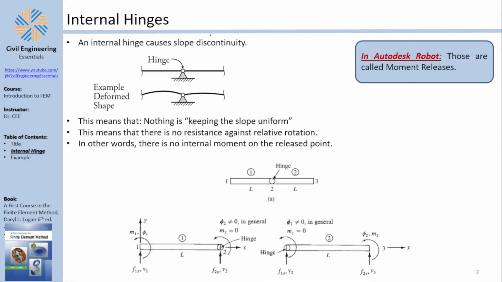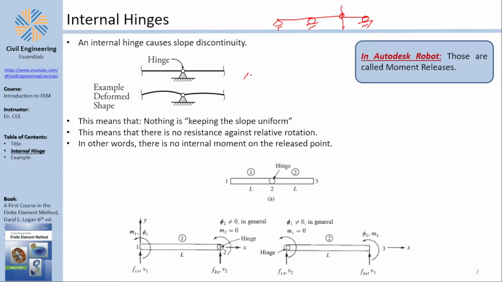What is the effect of an internal hinge? Now, you might know from statics that if you have a structure and you apply an internal hinge here, then you immediately know that the internal moment at the hinge equals 0. Now, why is the internal moment at the hinge 0? The internal moment at the hinge is 0 because there is no rotation resistance. What do I mean by this?